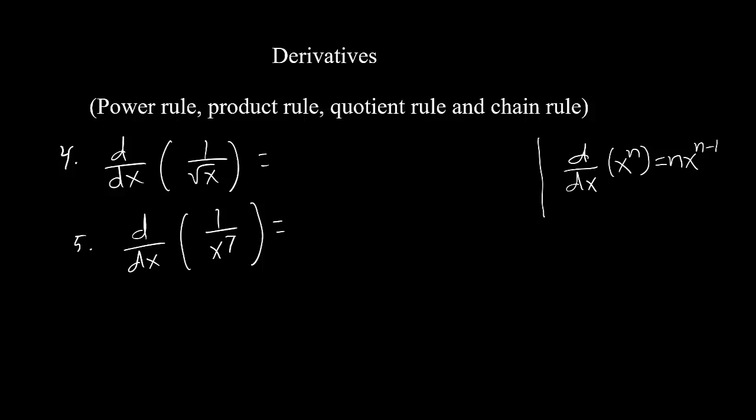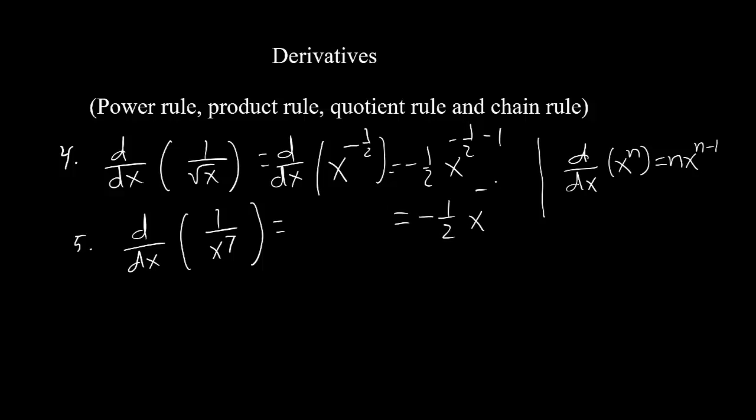You write 1 over square root of x. So we know that 1 over square root of x means x to the negative half. So when I apply the power rule, I get negative 1/2 x to the negative half minus 1. If you simplify, you get negative half x to the negative 3 over 2.